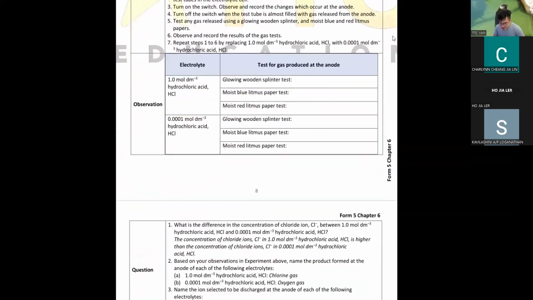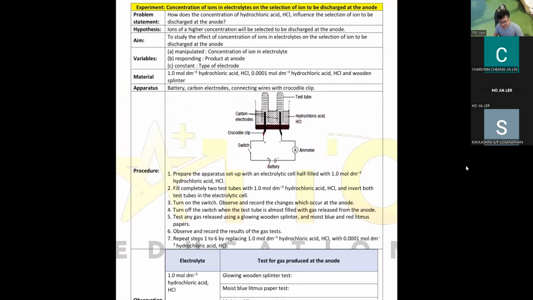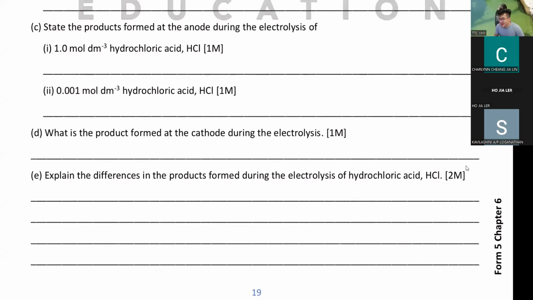Okay, and then situation 3, I'll talk about this later. Jala, are you there? Are you okay? Situation 3 later. We'll talk about the exercise. Okay, let's go to the exercise, shall we?